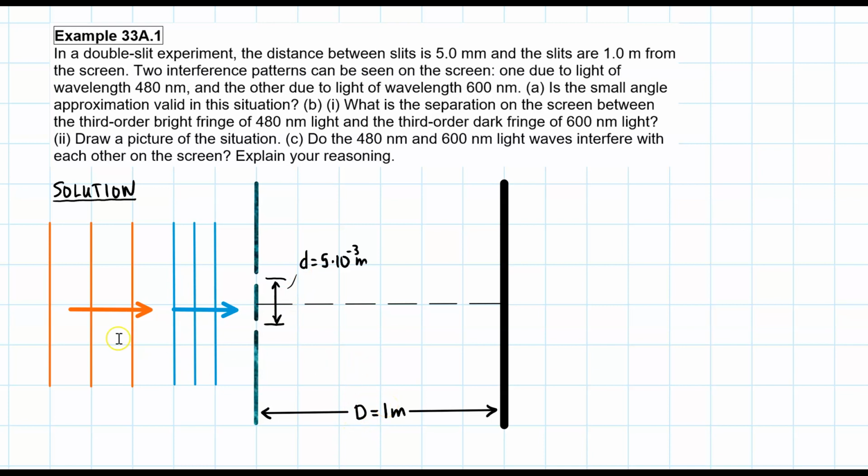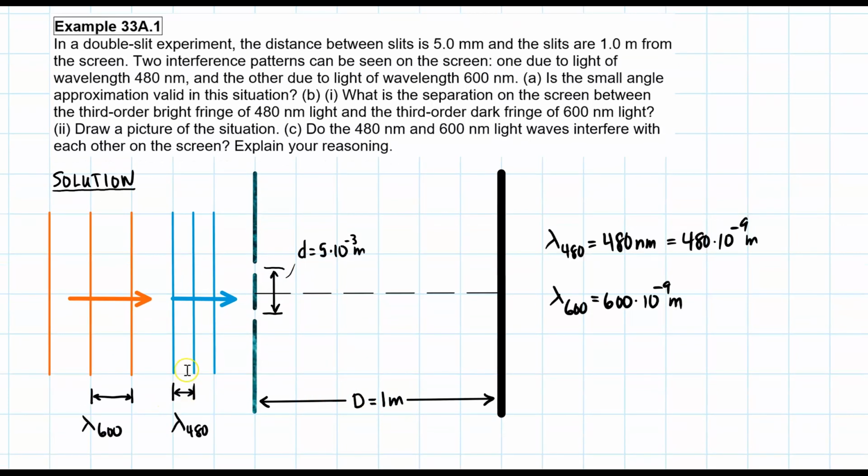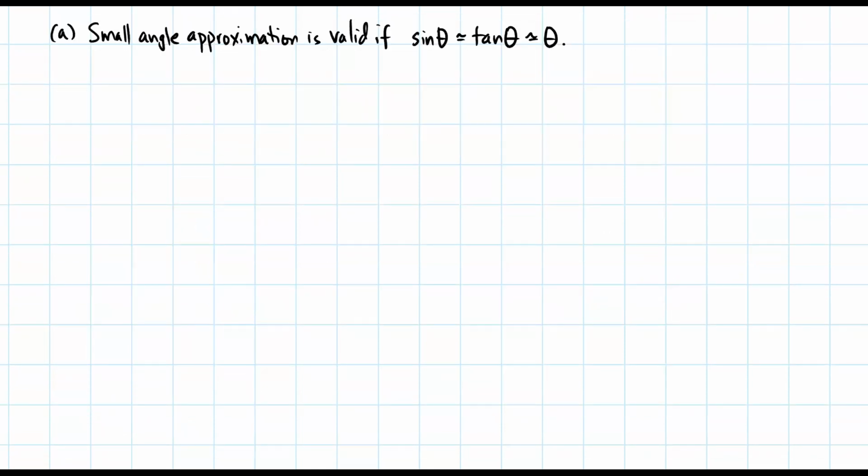Now let's put in the wavelengths. The blue light has a wavelength of 480 nanometers. The orange light has a wavelength of 600 nanometers. So I've got to write this in meters. So 480 nanometers is 480 times 10 to the negative 9 meters, whereas the 600 is 600 times 10 to the negative 9 meters. In A, we want to look at the small angle approximation.